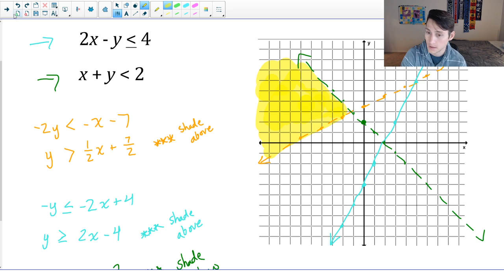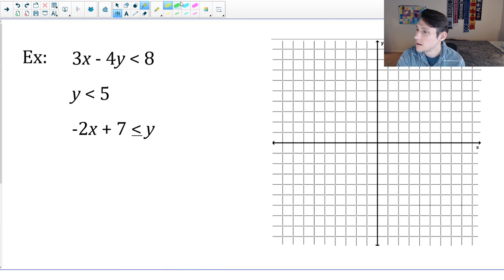Okay. So put into slope-intercept form, graph the lines, think about the shading, and actually shade it. All right, last one. Just some more quick practice.